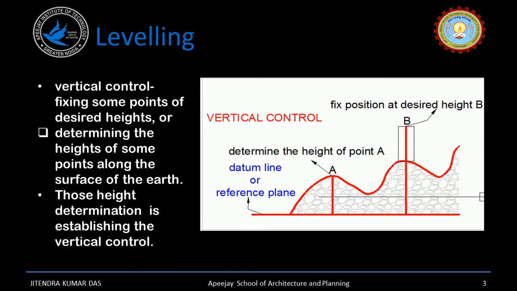So leveling is actually establishing the vertical control. How can we establish vertical control? It is fixing some point at a desired height B, or determining the height of some point A which is on the surface. So those height determinations are establishing the vertical control.